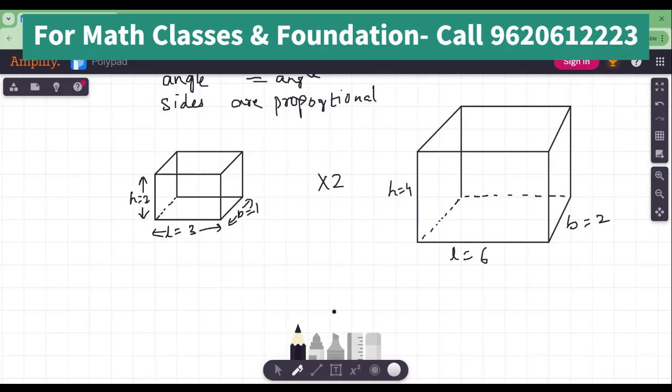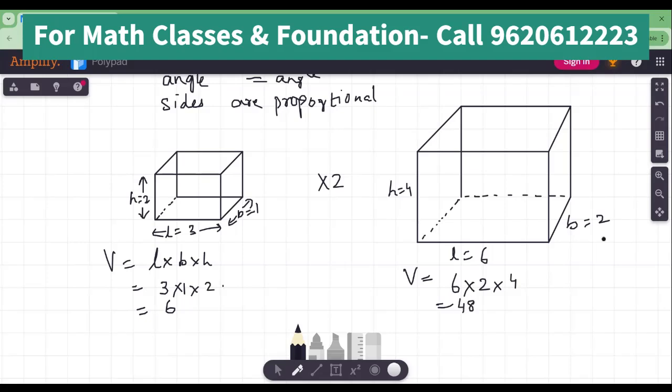Now, let's try to find the volume. The volume of a cuboid is given by length times breadth times height. So, 3 times 1 times 2, that is nothing but 6. Let's find the volume of the bigger cuboid here: 6 times 2 times 4. 6 times 2 is 12, and 12 times 4 is 48.